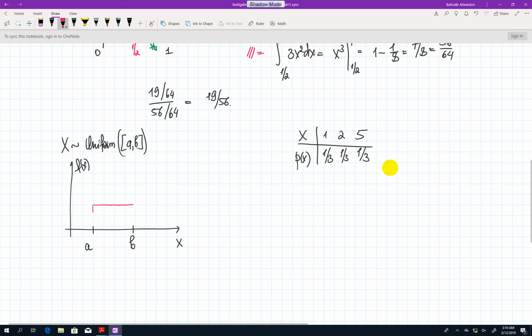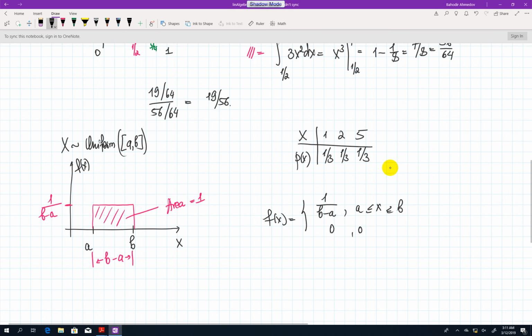Now, I know the area under this curve should be equal to 1, right? So what is the width of this rectangle? This is B minus A, right? So if I multiply the width of this rectangle by the height, it should give me 1, right? So what is the height? This is 1 over B minus A, right? So that is why the density function of this random variable will be equal to 1 divided by B minus A if X is between A and B, and 0 otherwise.